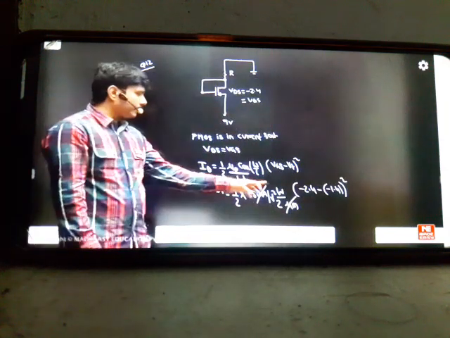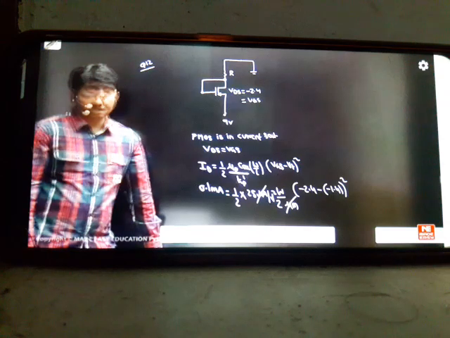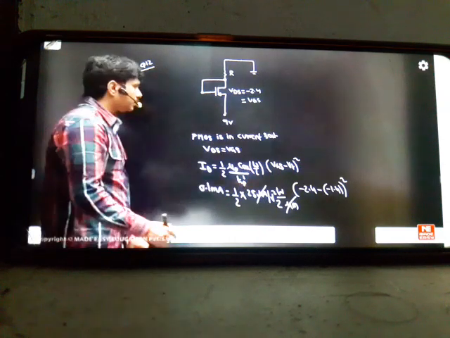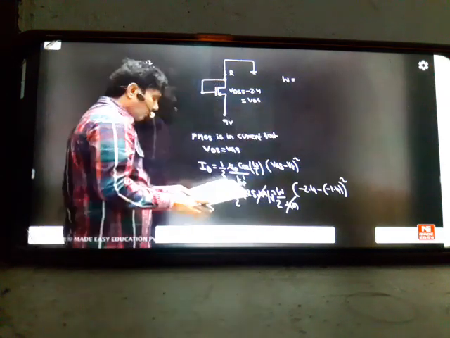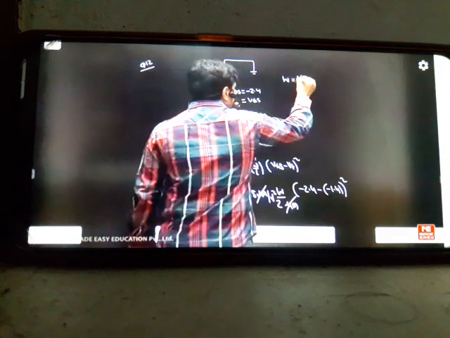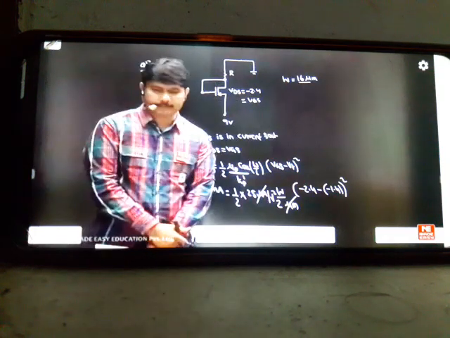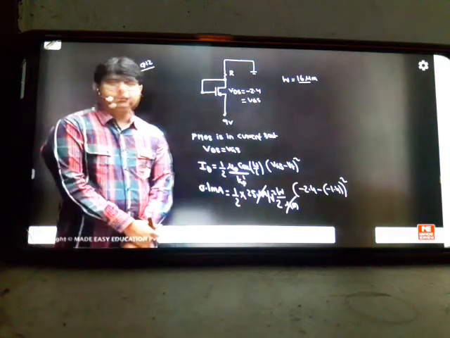So we got the complete data in the problem. Only W is unknown. Everything else they have given. If you solve this, you'll get the W value. After calculation, I'm expecting the answer should be 16 micrometers. Most of the students have already given the answer. 16 micrometers is a good answer.